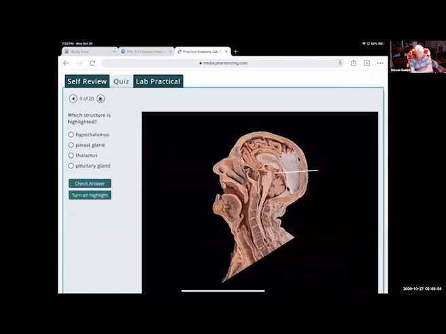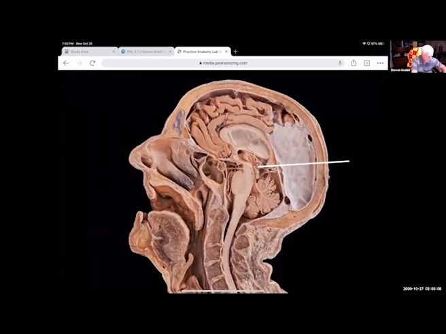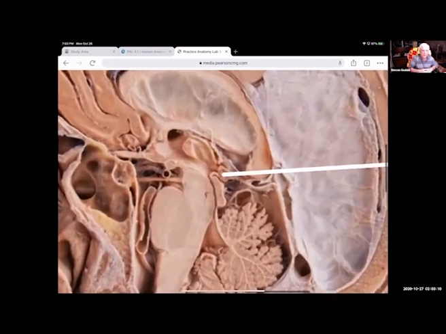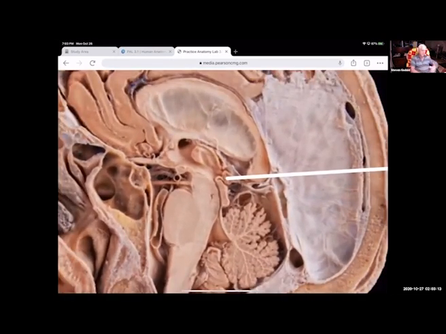Number 9, cross section. I can't see what it's pointing to yet, so let's make this bigger. All right, now you can see what it's pointing to. Okay, let's identify a couple of things here so we know what we're looking at. Let's look at this. This is your brainstem.